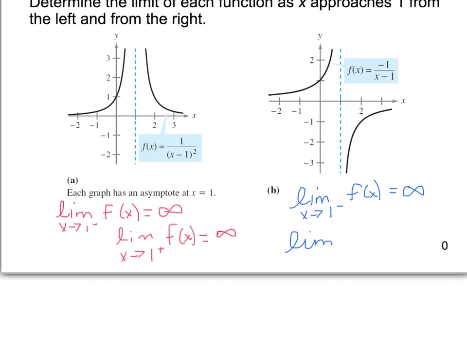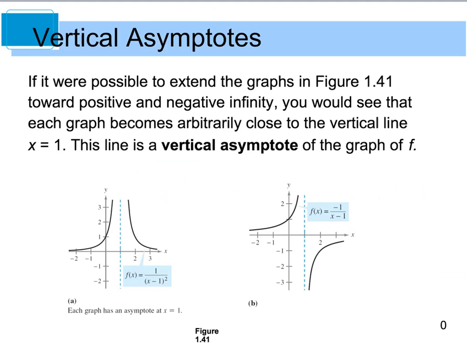Likewise, the limit as x approaches 1 from the right of f of x equals, and if we look at our function, it's decreasing without bound, so this would be negative infinity. When we are looking at functions that increase or decrease without bounds, a lot of times we're going to be running into vertical asymptotes.